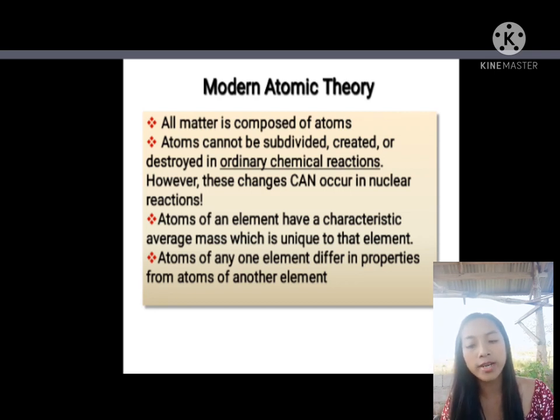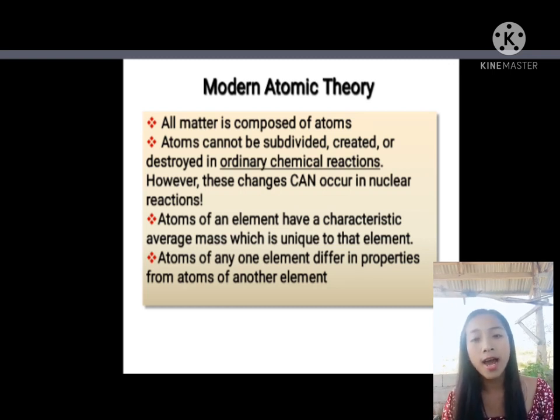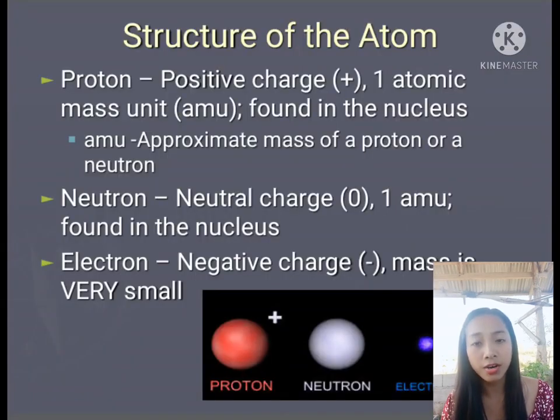Atoms of any one element differ in properties from atoms of another element. No two elements have the same atom composition. So magkaiba, kada element is magkaiba ang kanilang atom composition. So let's have the structure of the atom. Sabi ko kanina, an atom is composed of proton, electron, and neutron.